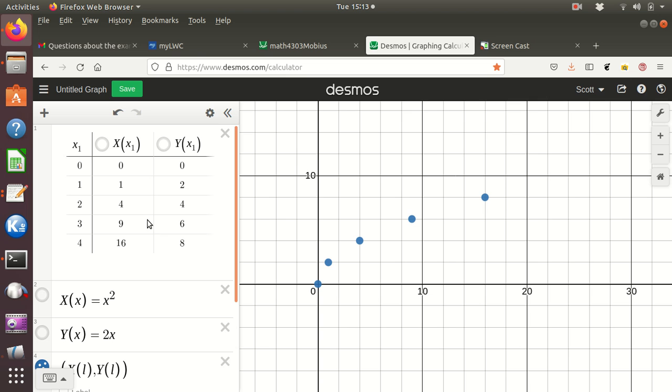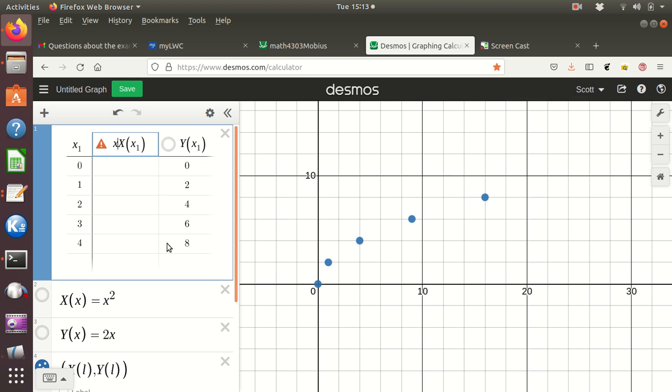And I guess I just wasn't able to. I don't know if I could do some x2 here. X2 equals. Nah, it doesn't like that at all. Yeah.